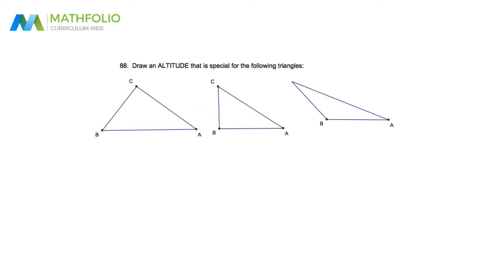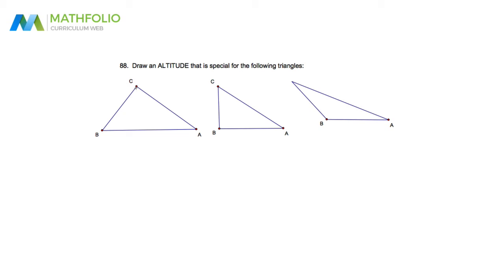Okay, 88. 88 is looking for the altitude that is special for each of these triangles. So if you had a compass, you could do this very, very accurately. I'm just going to show with lines right now just to make this a little more simple. Find the altitude that is special for each of the following triangles.